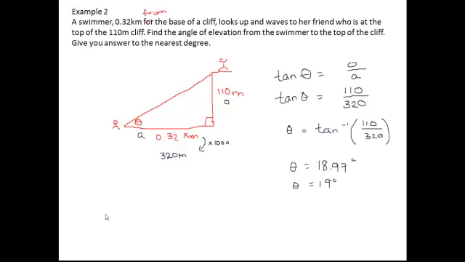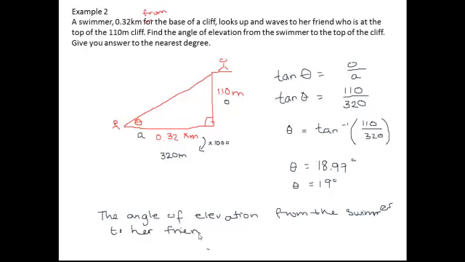Okay, so final step, write a full sentence answer. The angle of elevation, that's what we're asked for, from the swimmer to her friend is 19 degrees.